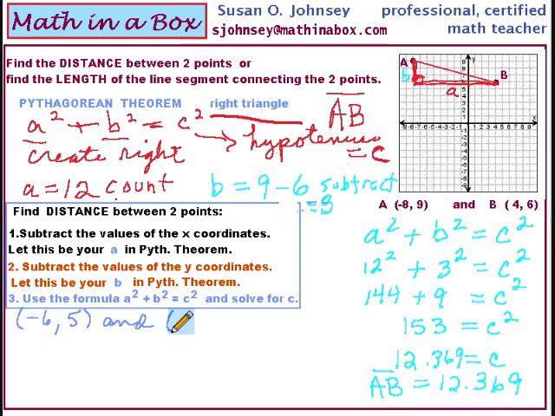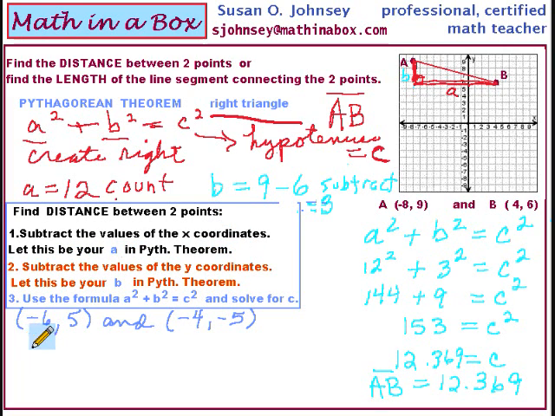As you can see, I have written 3 steps for us to follow. It is the same 3 steps that we used a few minutes ago. The first step says subtract the values of the x coordinates. Let this be your A in the Pythagorean theorem. Our x coordinates are the -6 and the -4.